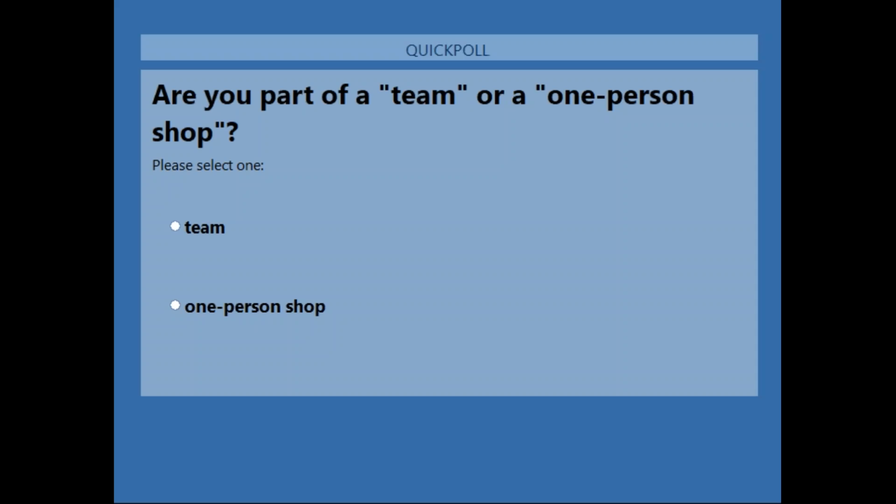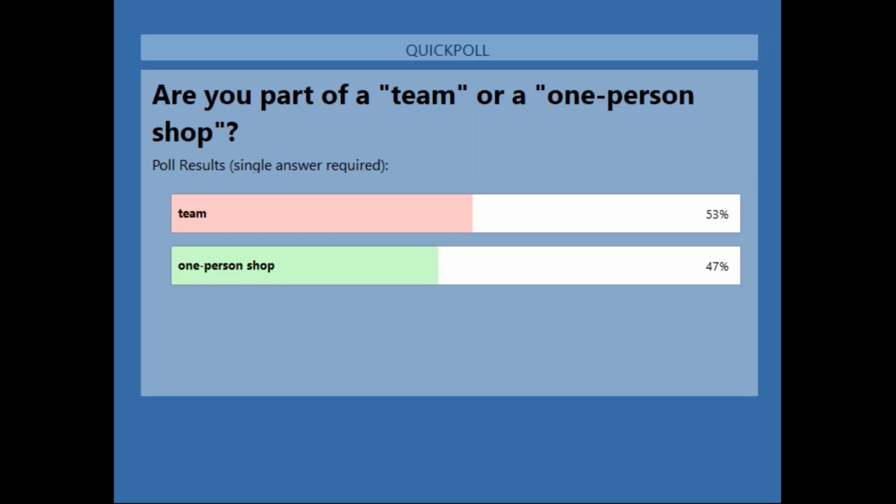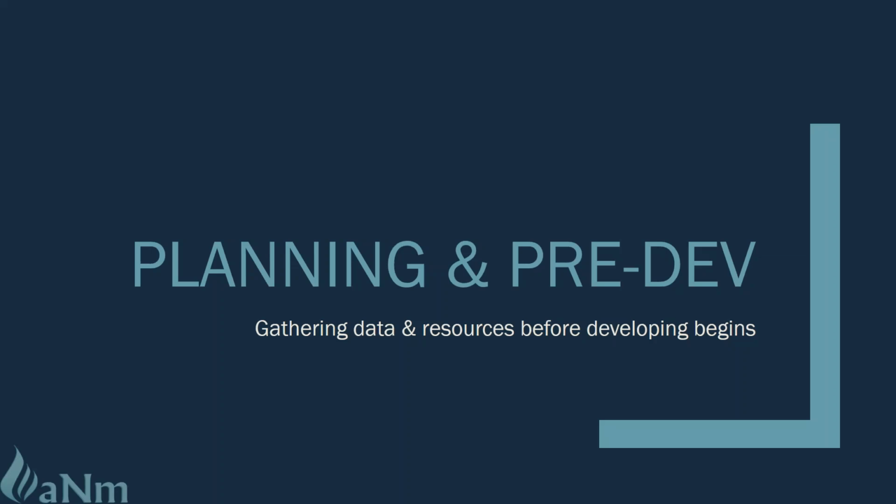So I think that maybe right now that's a good time to close it. Okay. Yeah, let's go ahead and close it. And again, here are the results. Okay. Let me open up the... All right, so it looks like 53% of our audience work in a team and 47% are one-person shop. Right, that's very interesting. So that's good.